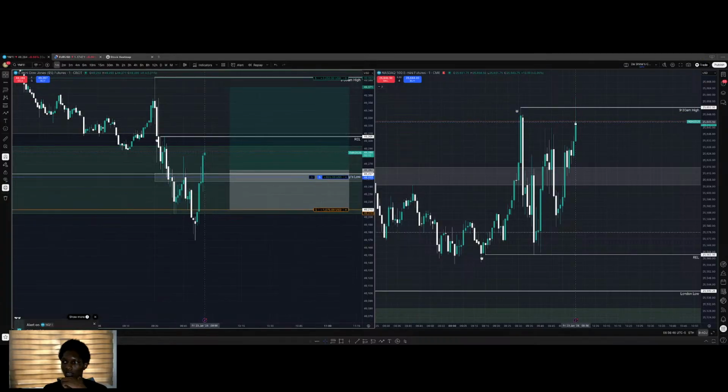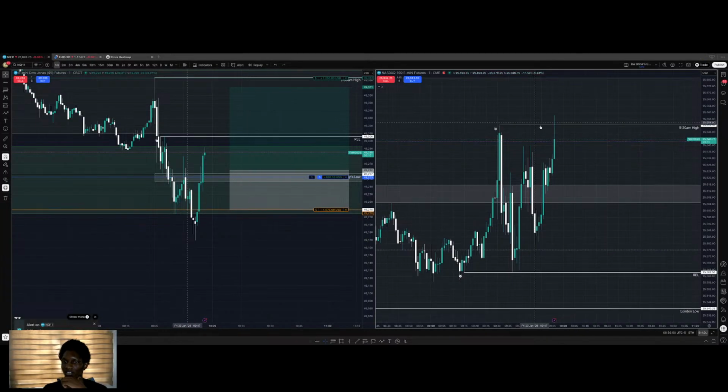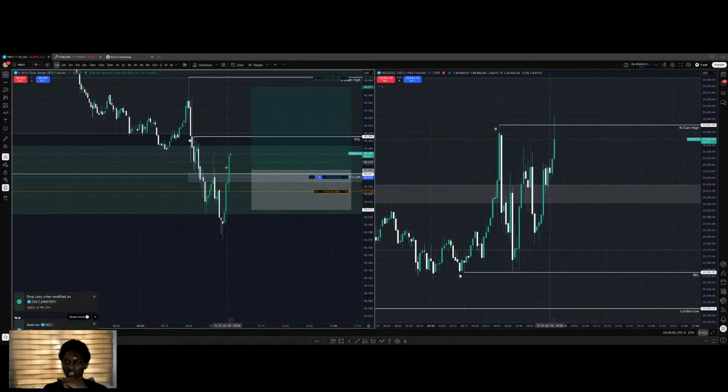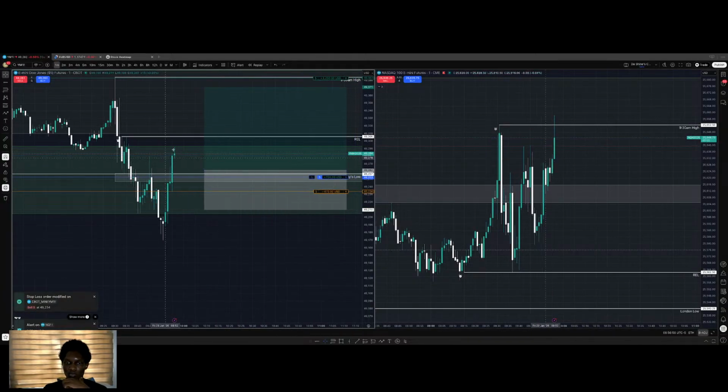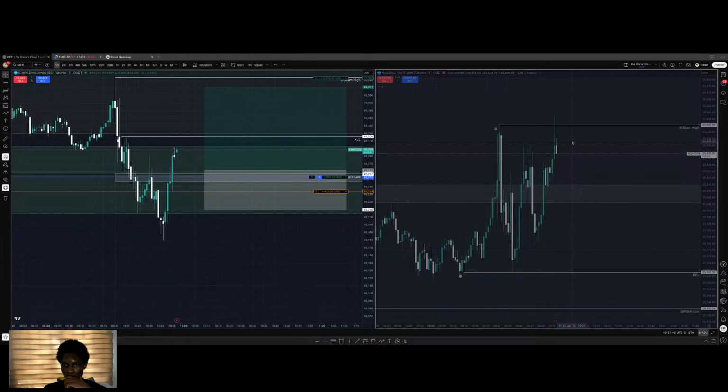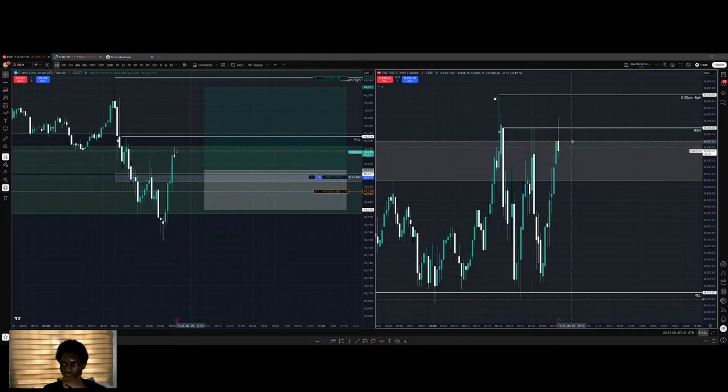So NQ has taken this high, so I'm moving my stop here, just in case. In 4 minutes we don't want to keep going higher because we do have SMTs now, especially with YM omitting those highs. ES has taken this high out, so I'm gonna see if this will get taken.